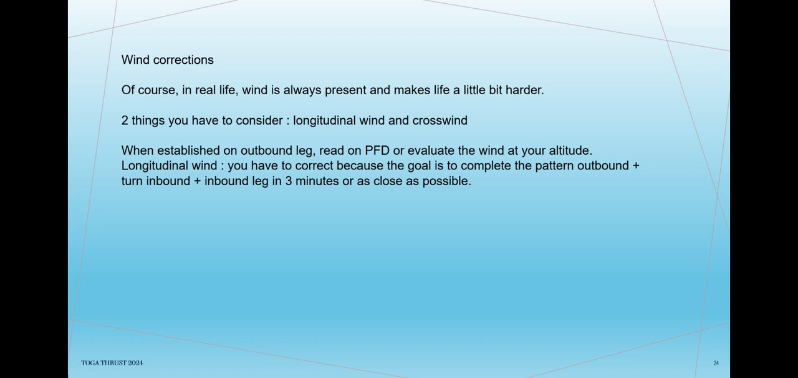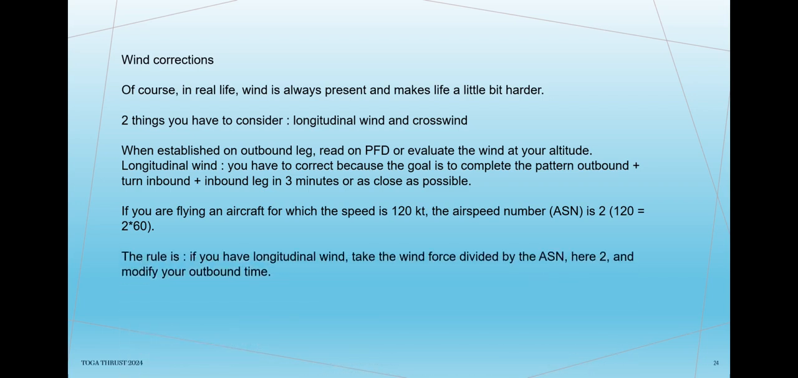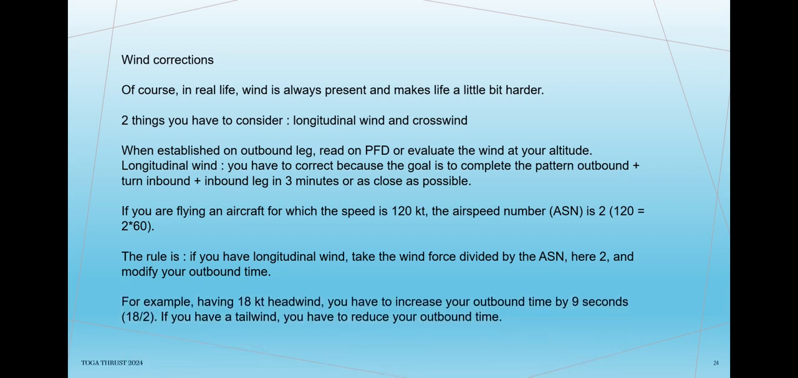If you are flying an aircraft for which the speed is 120 knots, the airspeed number, ASN, is 2, 120 equals 2 times 60. The rule is, if you have longitudinal wind, take the wind force divided by the ASN, here 2, and modify your outbound time. For example, having 18 knots headwind, you have to increase your outbound time by 9 seconds, 18 halves. If you have a tailwind, you have to reduce your outbound time.